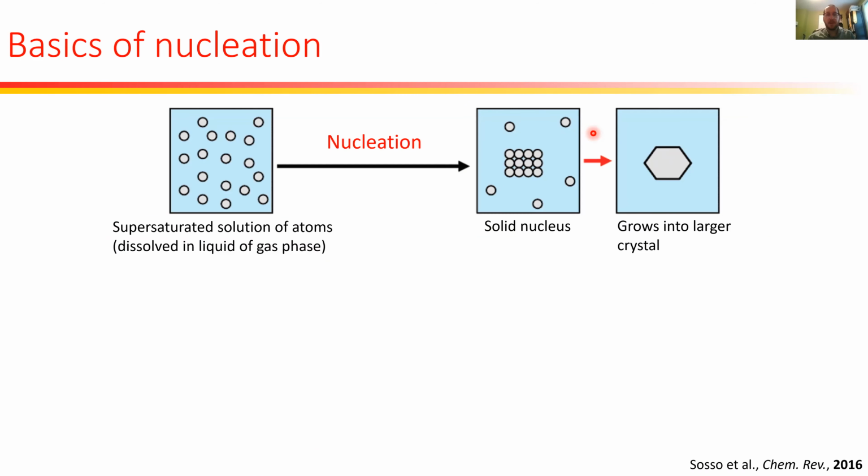So just a brief overview of the basics of nucleation. I know maybe a lot of chemical engineers don't think about nucleation very often. Nucleation is the very first physical process that happens when you have a phase transition. So let's start here on the left with a supersaturated solution of atoms. This could be any type of atom dissolved, say, we're interested in liquid phases. So let's assume here we have a solution of metal atoms dissolved in a liquid phase that exceeds the solubility of the solution. So we have a supersaturated solution.